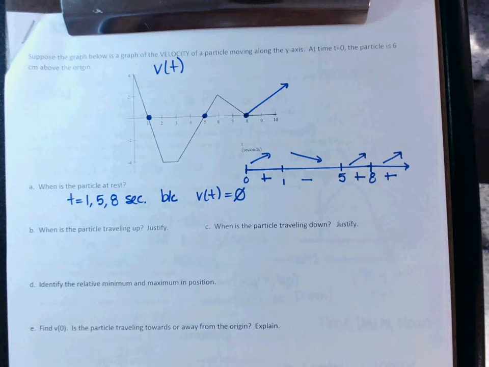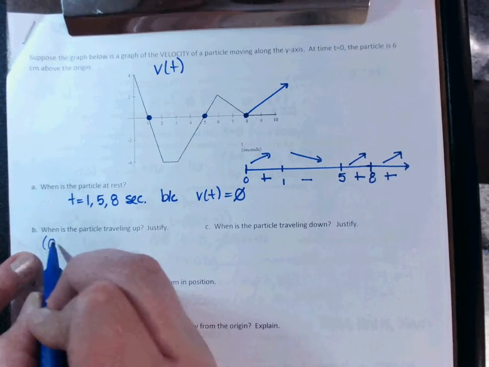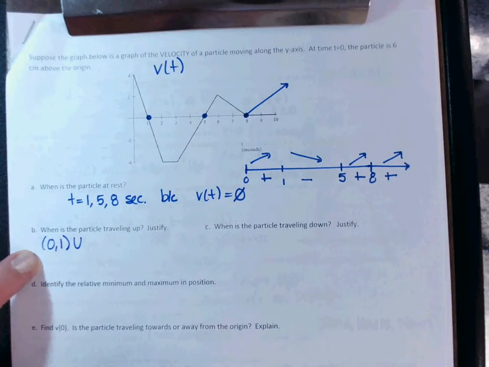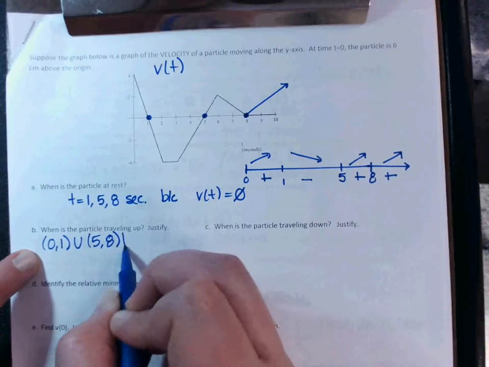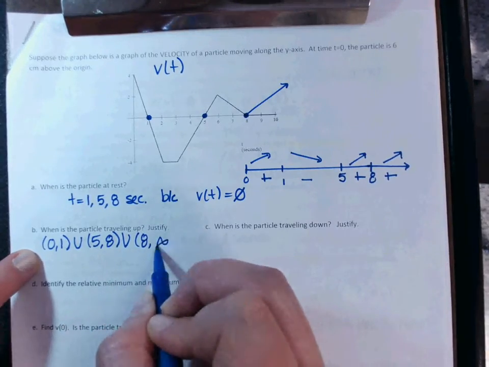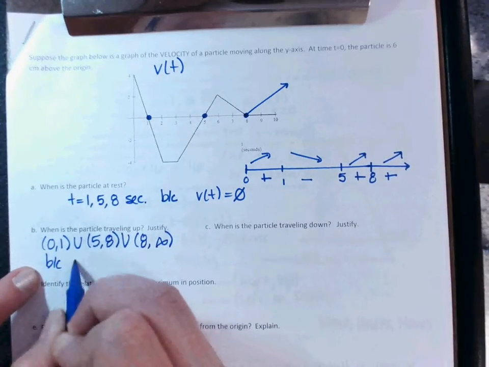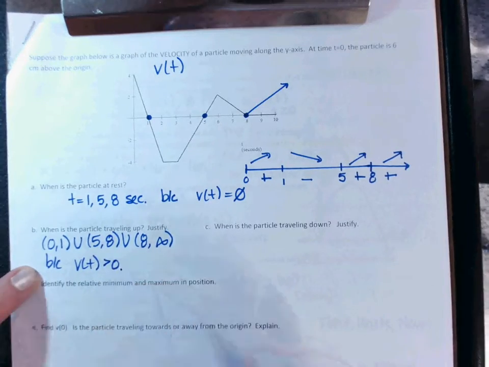So when was my particle traveling up? What's the first subinterval? 0 to 1, union 5 to 8, union 8 to infinity. Because velocity greater than 0.